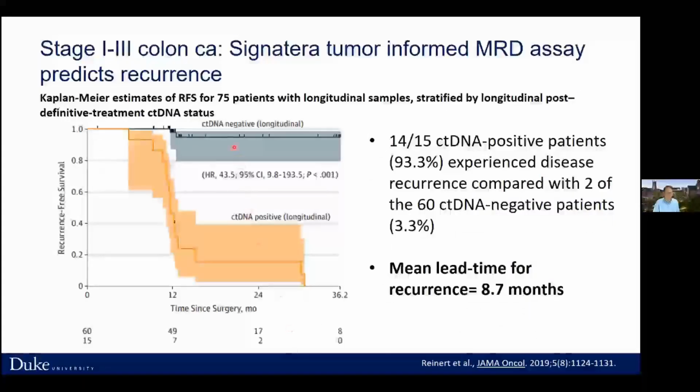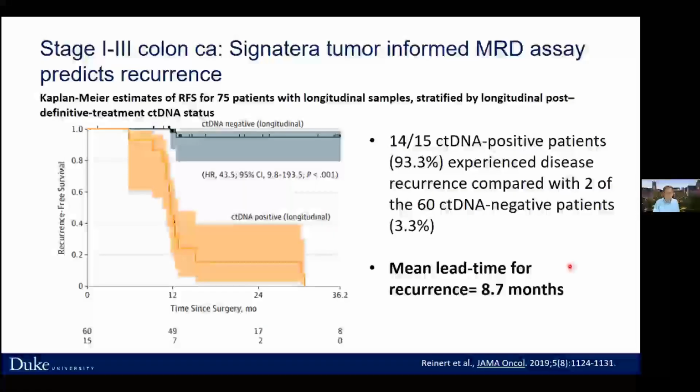And in fact, longitudinally, if you're positive at any point in time, the recurrence risk is nearly 100%. And if you remain negative over time, relapse-free survival is extremely good. So I think this is important data. This is out of Europe, showing the mean lead time for recurrence is about 8 to 9 months. That means some people are much longer than that, and some people are much shorter.